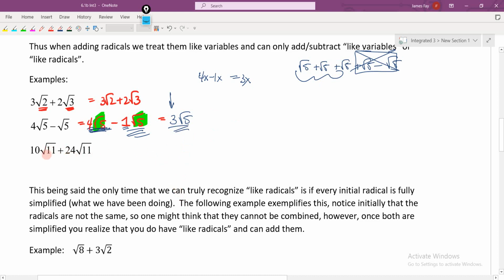Here, again, we get like terms because the like radicals, so they're both radical 11. So then we can take the numbers out front and do the work that is indicated. So it says 10 plus 24. We get 34 radical 11.